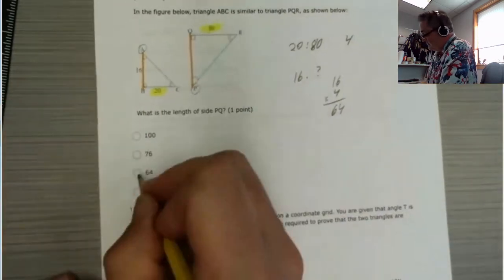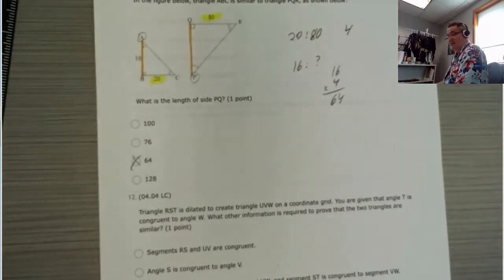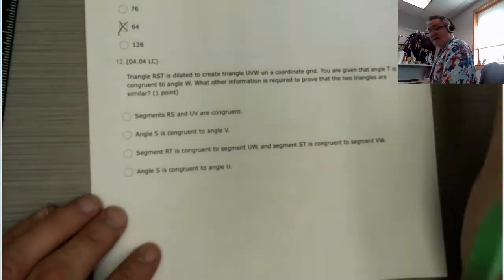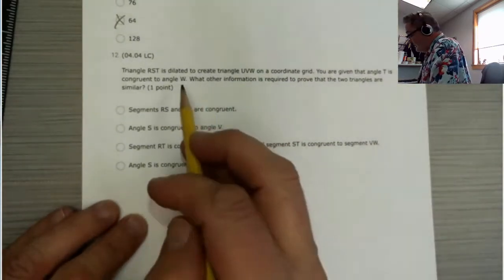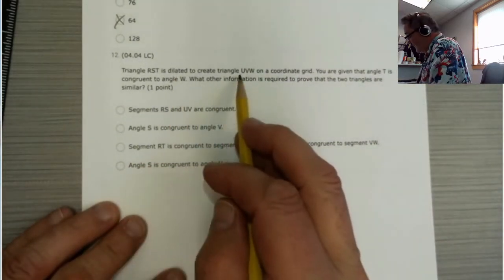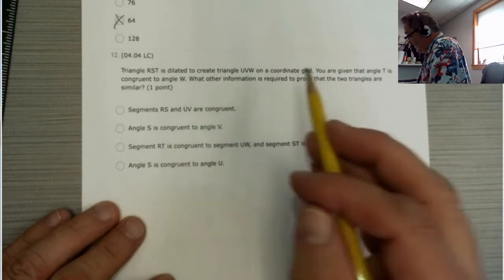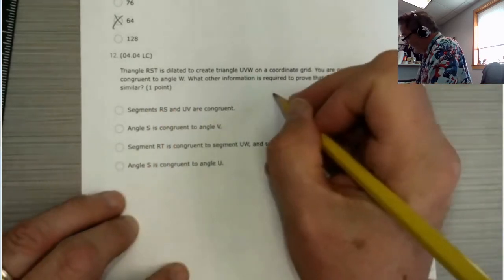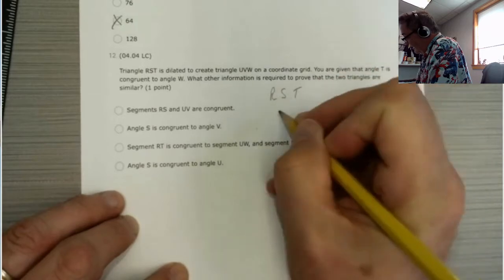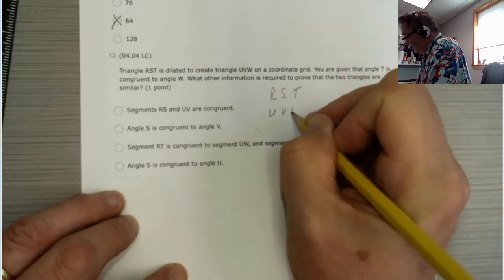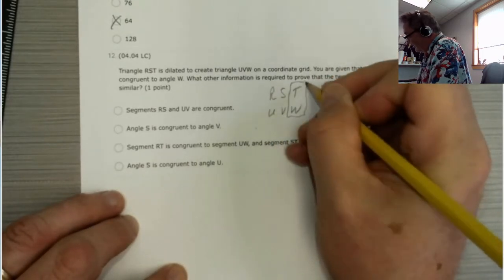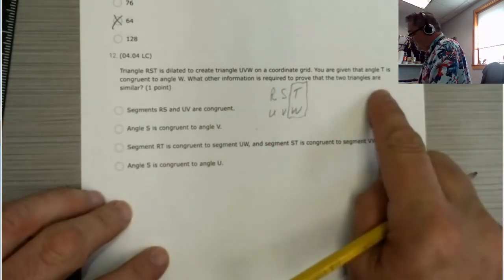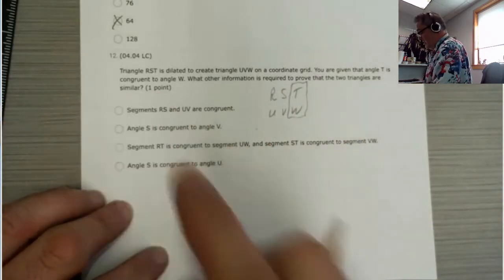64. That would make them proportionally the same. All right. Triangle RST is dilated to create triangle UVW on the coordinate grid. You are given that angle T is congruent to angle W. RST, UVW, these are congruent to one another, same angles. What other information is required to prove the two triangles are similar?